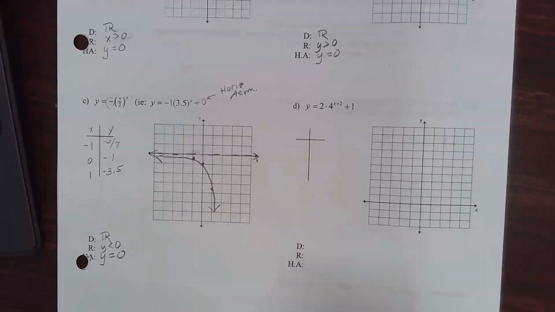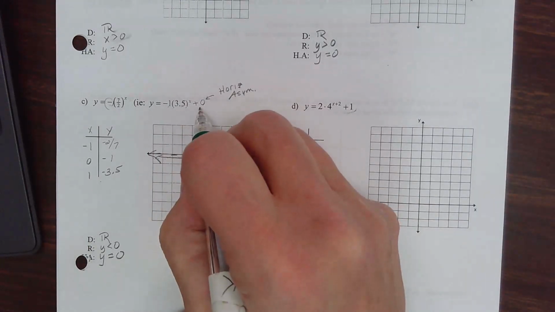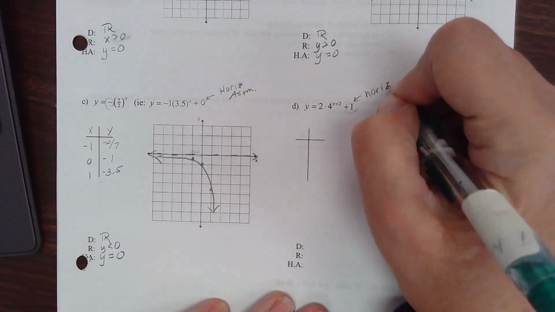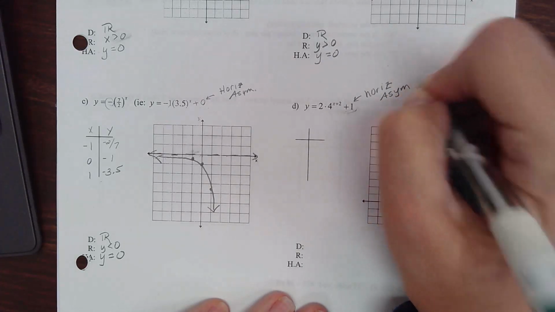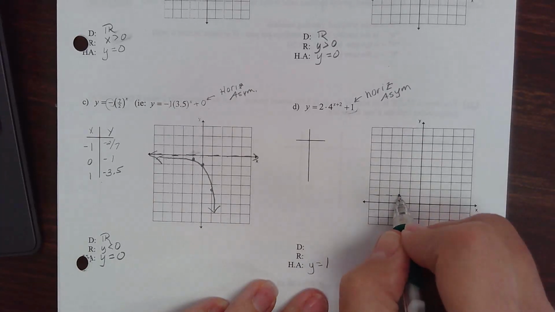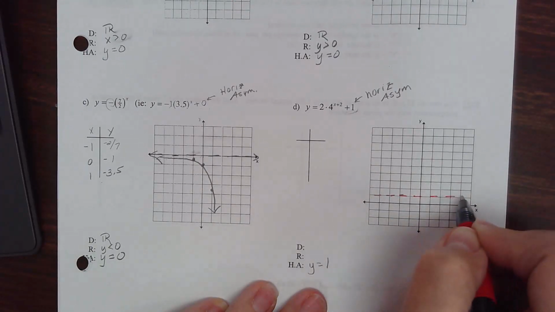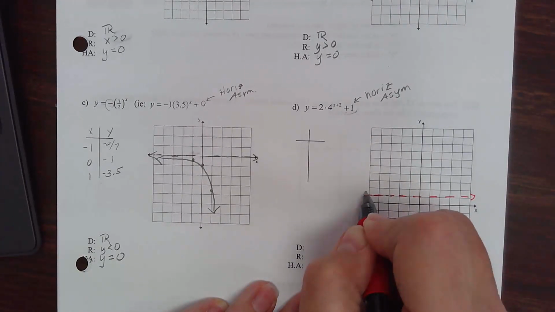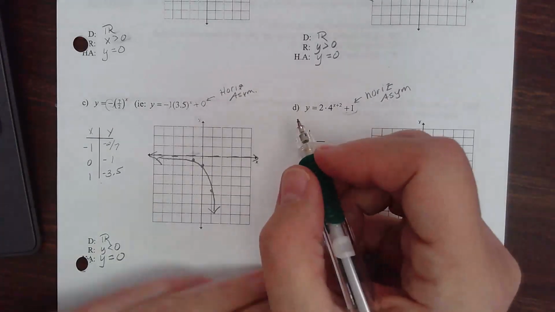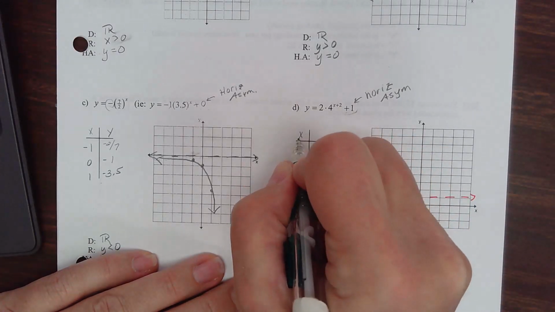Now for this last one, for D, this time we actually have a plus, so we have a +1. We don't have to add that +0 because we have this. So this here is going to be our horizontal asymptote, which is y equals 1. Let me use my red pen so you can see it. This is going to be your asymptote, so it's never going to go below that.